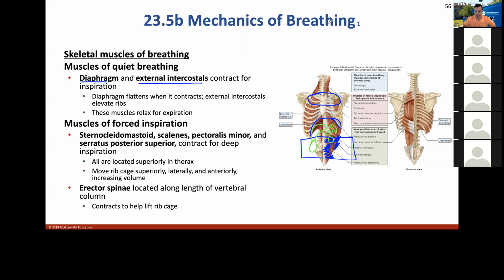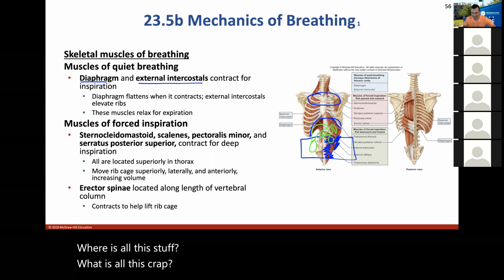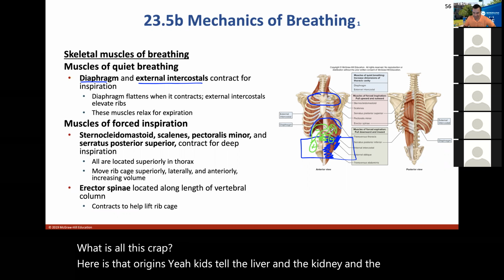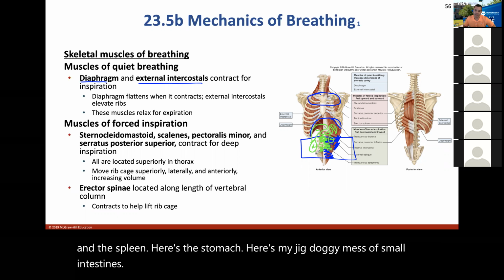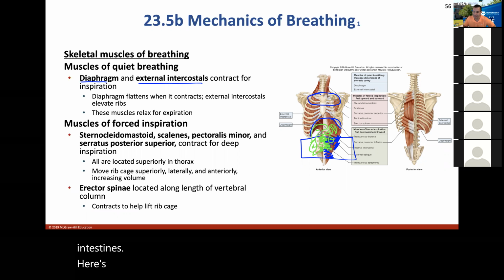What is all this stuff? What is all this crap? Looks like liver. Is that organs? Yeah! Can't you tell the liver and the kidney and the spleen? Here's the stomach. Here's my jig-joggy mess of small intestines. Here's my large intestine.